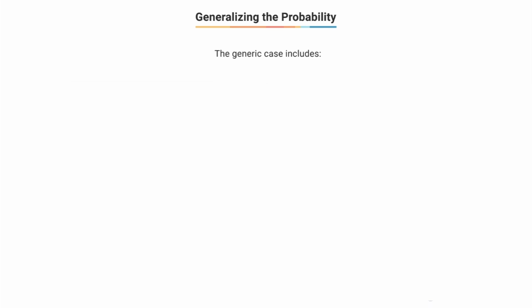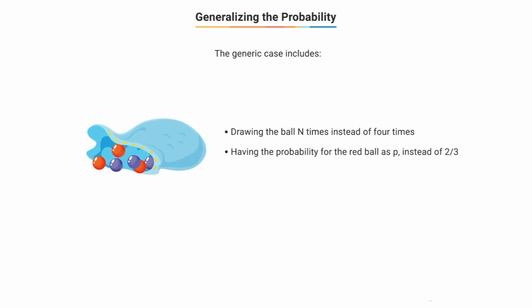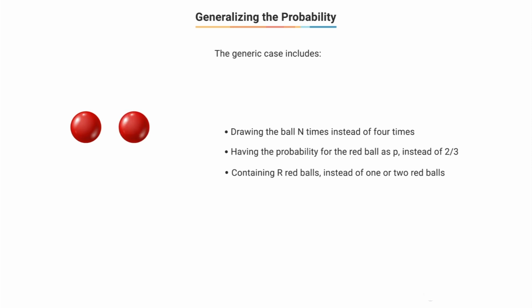So now let's extend this case to a more generic case where instead of 4 times, we were to draw the ball n times. Instead of having probability as 2 by 3 for the red ball, let's keep it generic at a value of P. And instead of having 1 red ball or 2 red balls, let's generically say that we want to find the probability of getting R red balls from the bag. Let's see how we can calculate P x equal to R, that is probability that x equal to R.